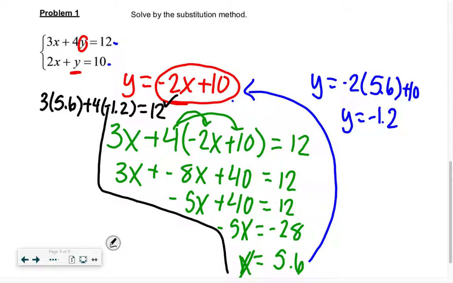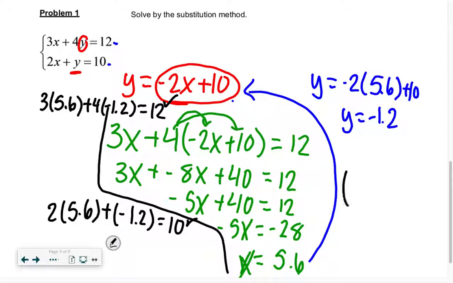So it works on the top one, we gotta make sure it works on the bottom one too. So 2 times 5.6 plus a negative 1.2 equals 10. Yeah. Sure does. So then we gotta write our solution as a point.